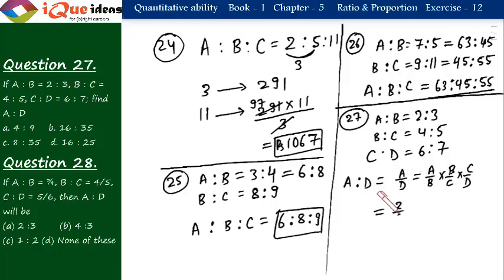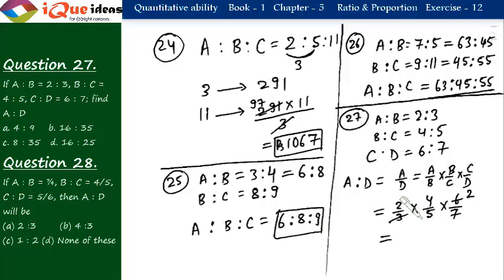Now we know that A by B is equal to 2 by 3 from the ratio given. B by C is equal to 4 by 5 and C by D is 6 by 7. So do the calculations if it is necessary. 3 cancels 6 2 times.